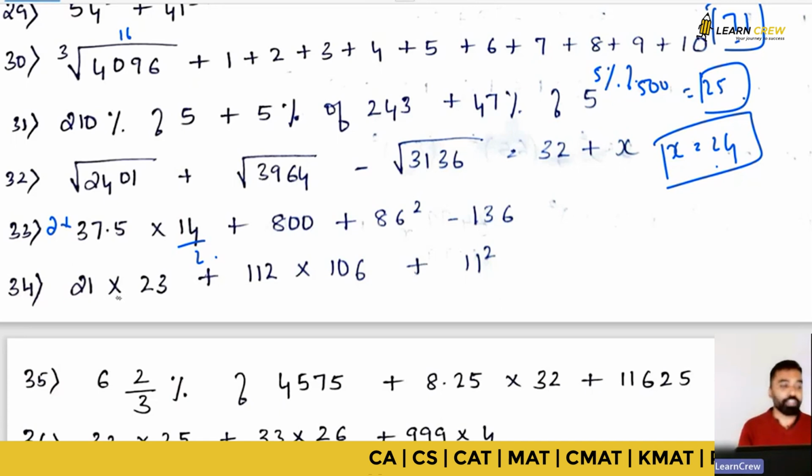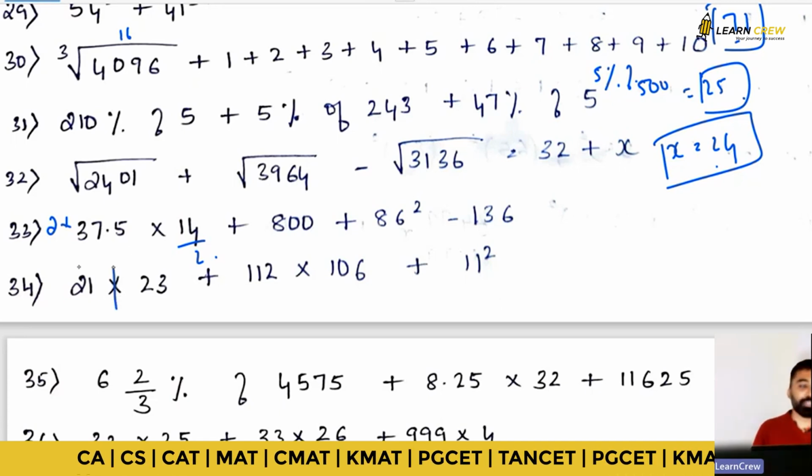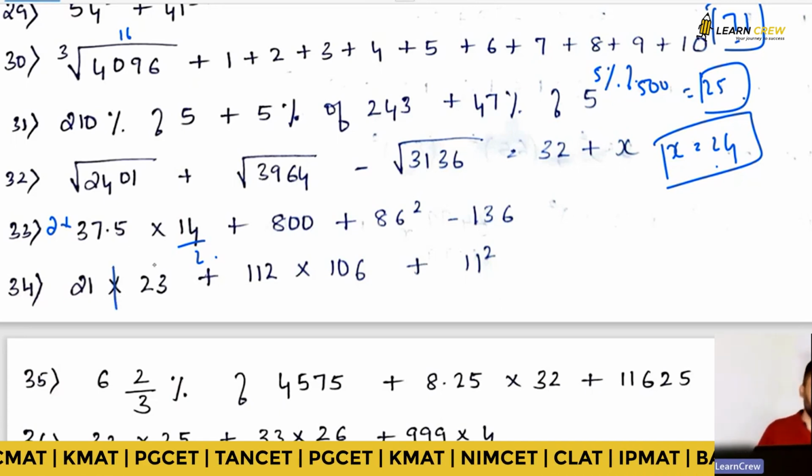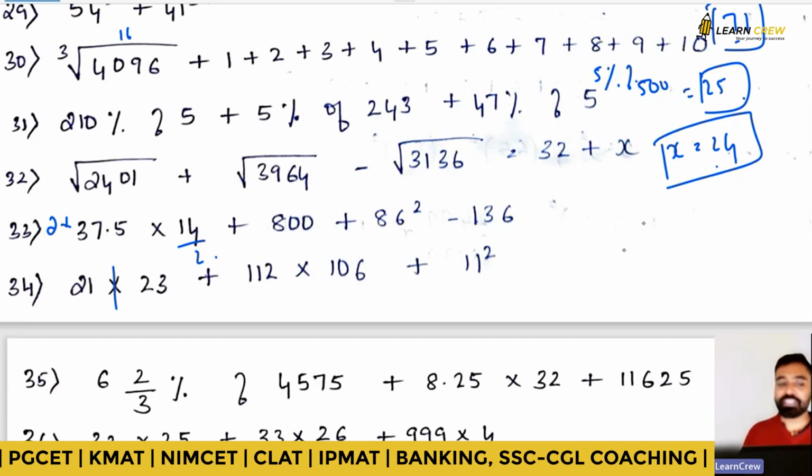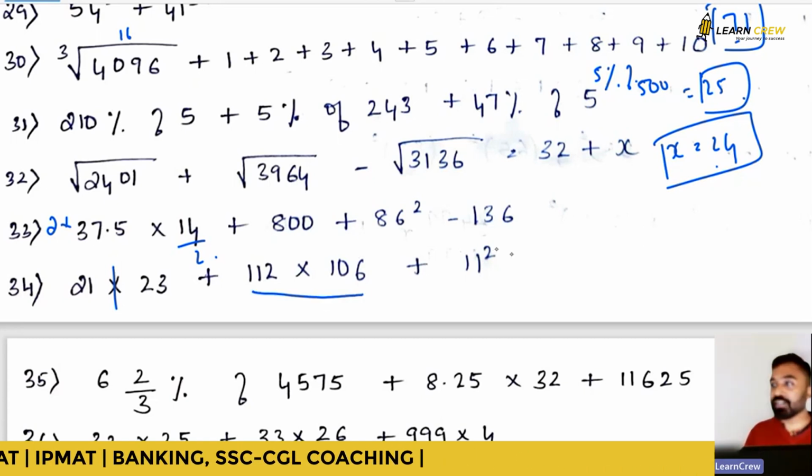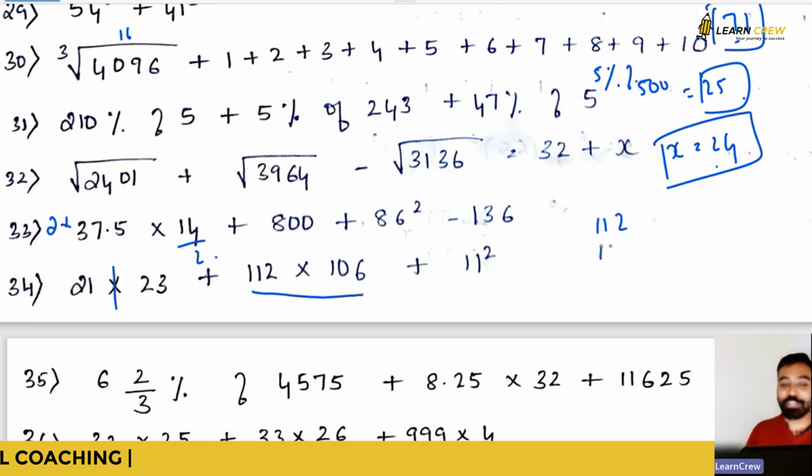Okay. Now 21 into 23. Again, you can split it in between. This becomes 22 square minus 1 square. 112 into 106. I taught you a method, right? How to multiply two bigger numbers? Yes or no? 112 into 106.